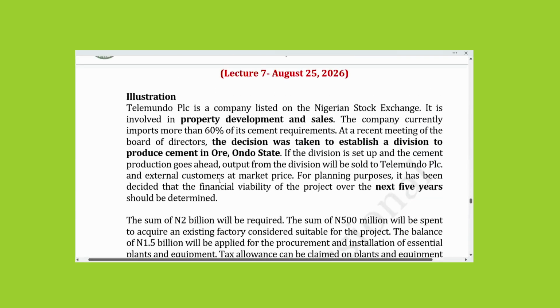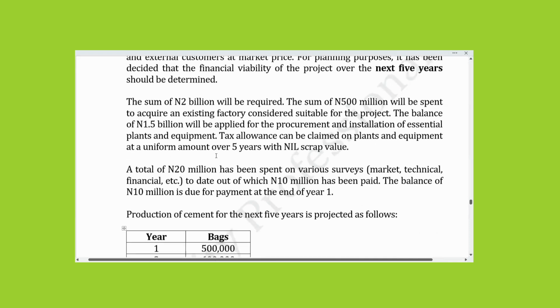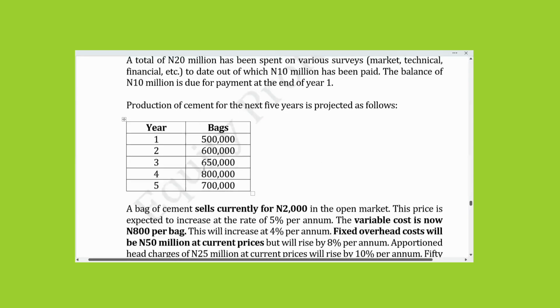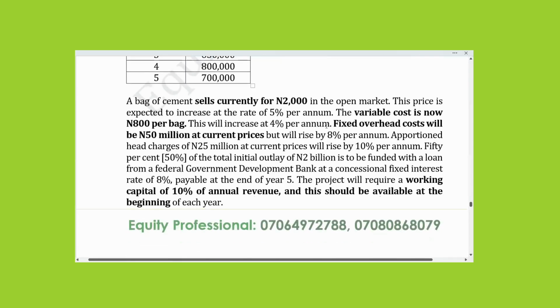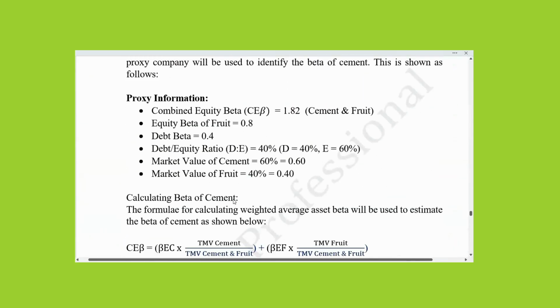You're welcome. Now, in the question, before we come to the irrelevant cash flows, we are also given interest. We are given federal government development funds at a concessional interest rate of 8%. Let's comment on that. If you like, you can comment.